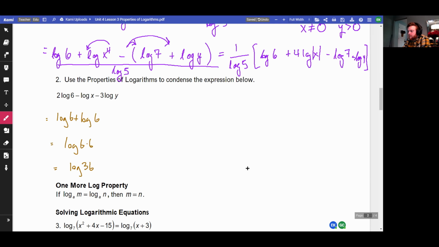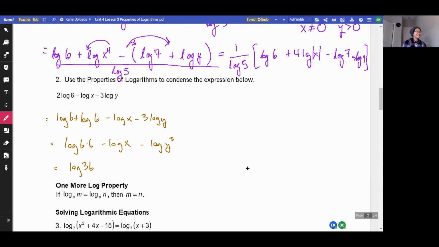And then I have a minus log x here. Let me just deal with these. Let me just rewrite them. Instead of being obnoxious and splitting the log 6 into 2 log 6s, for the log 3 log y, I'm just going to use the exponent rule. Nice. Okay, because there are different ways you can think about this, is the point I'm making.